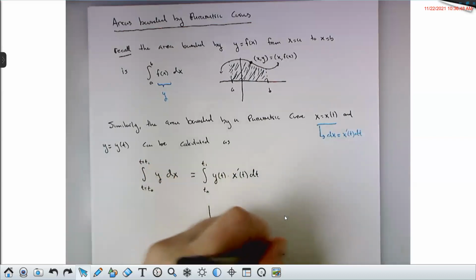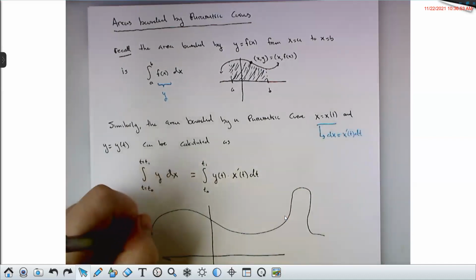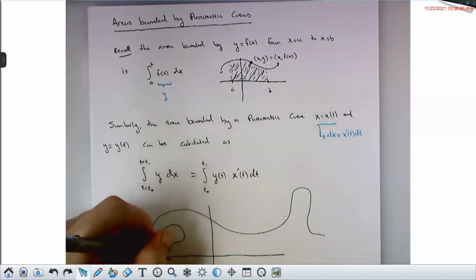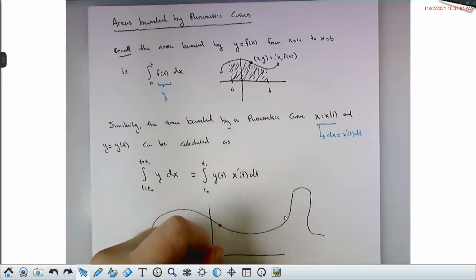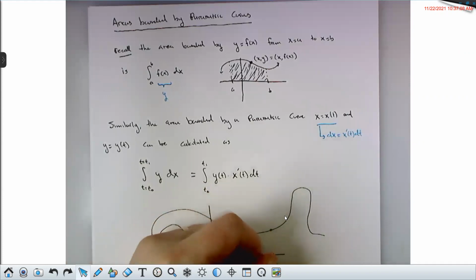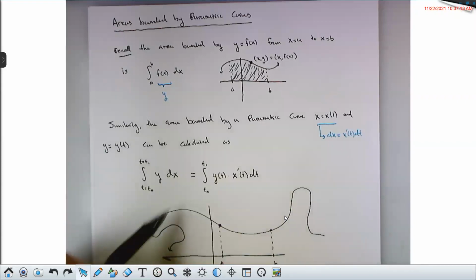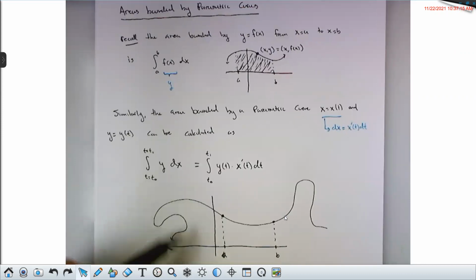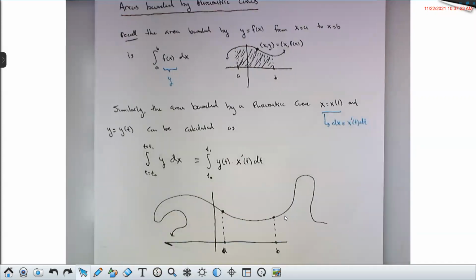So if I have some parametric curve, maybe it does some wonky stuff over here, and some wonky stuff over here. But I'm interested in finding the area bounded between these two points. Call it A, and call it B. So here's the graph of my parametric curve. I can't always talk about area bounded by the curve and the x-axis, like over here. That would be a real problem. But in here I can.